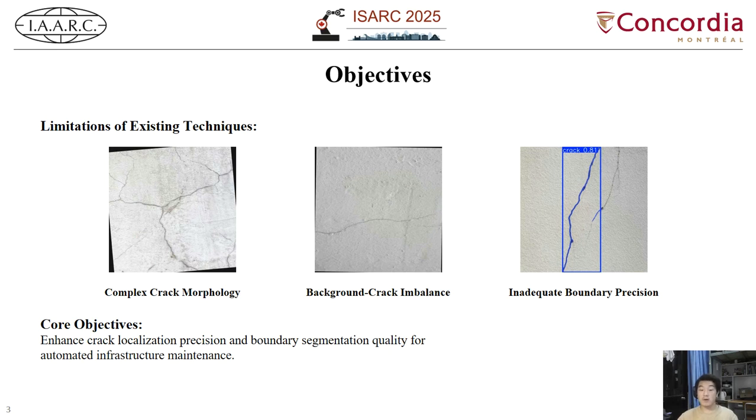Second, background textures often get confused with cracks, and you can look at the second pictures to comprehend it. Thirdly, boundary precision is also very low, especially in low contrast areas, which is shown in the third pictures. So we aim to enhance two things: crack localization precision and boundary segmentation quality, making automated maintenance more reliable.